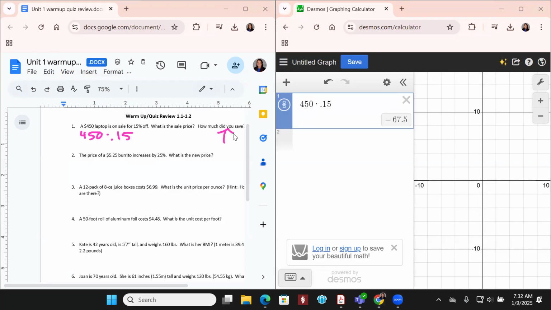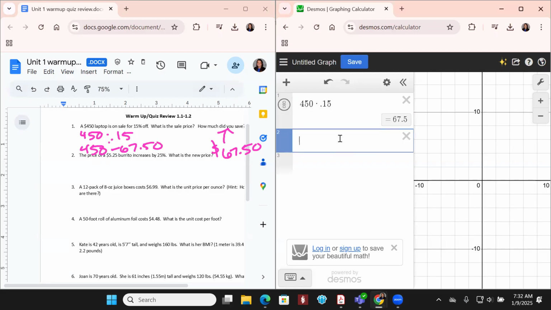Okay, so we saved $67.50. Now, the sale price: we're going to take 450 minus 67.50. So 450 minus 67.50, and that's going to give me $382.50. Again, remember to have two decimal places because we're dealing with money. Question.